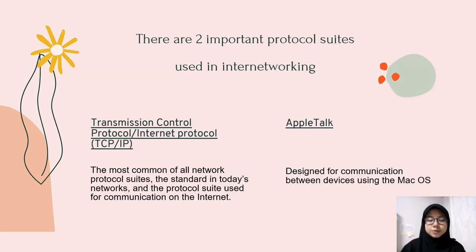There are two important protocol suites used in internet networking. The first is Transmission Control Protocol or Internet Protocol, also known as TCP/IP. It is the most common of all network protocol suites and the standard in today's networks, and the protocol suite used for communication on the internet. The second is AppleTalk. It is designed for communication between devices using the Mac OS.